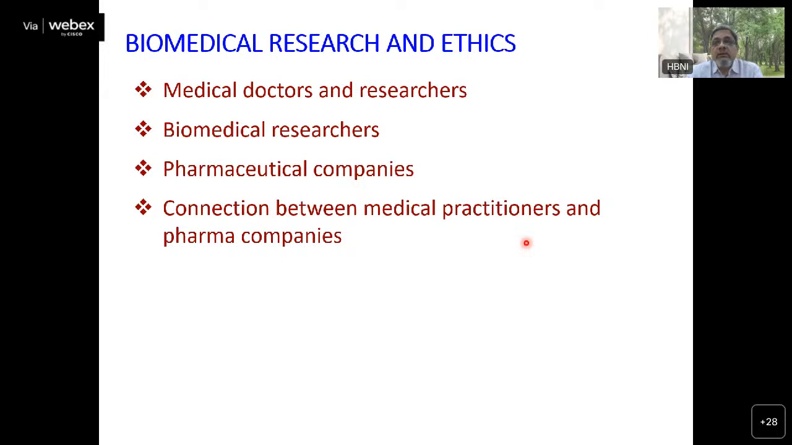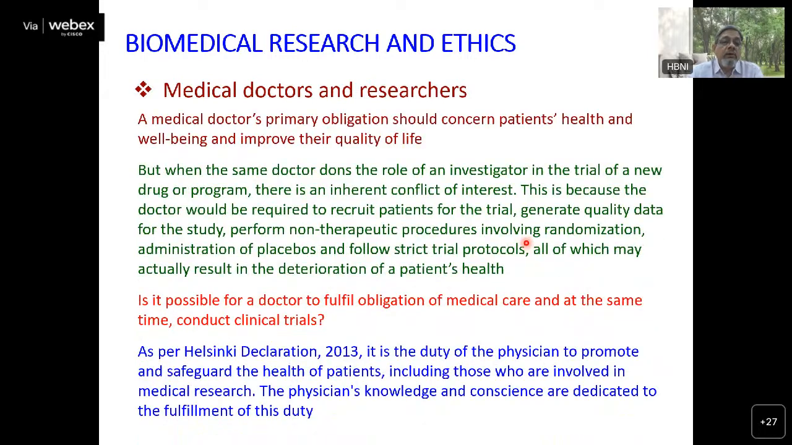So, we have medical doctors and researchers, then we have biomedical researchers, then we have pharmaceutical companies, and whenever you have a pharmaceutical company making drugs, etc., there is a connection between medical practitioners and the pharmaceutical companies. Let's see how they are involved here.